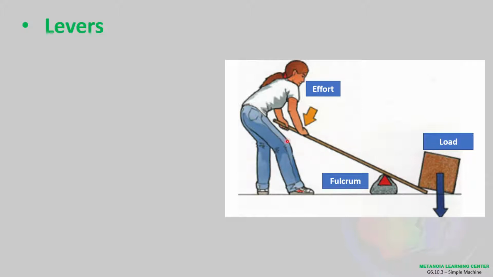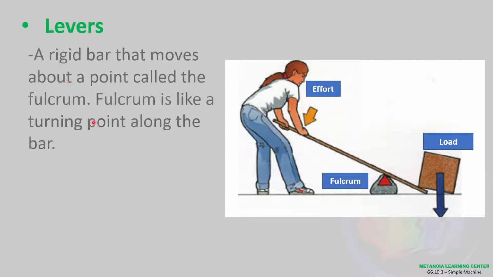Okay? There's a bar in which there are interaction of 3 parts such as the effort or applied force, the fulcrum, which is this one, yung turning point ng sides, and we have the load or the resistance, yung amount of load na kailangan nyo. Okay. So, a rigid bar that moves about a point called the fulcrum. Fulcrum is like a turning point along the bar. So, basically, the difference between the force applied and the load that is present.